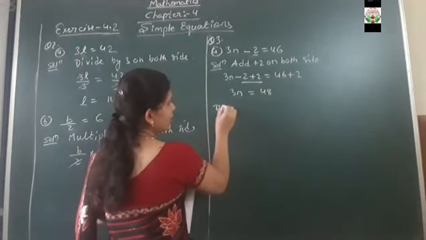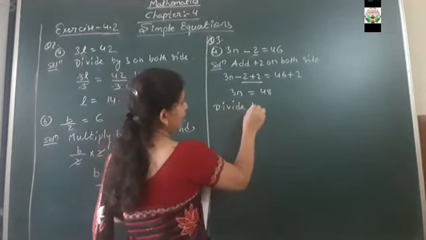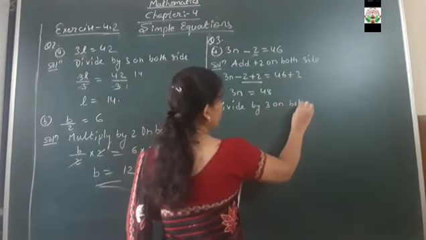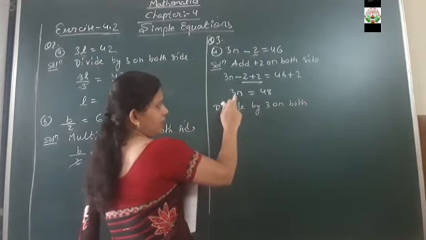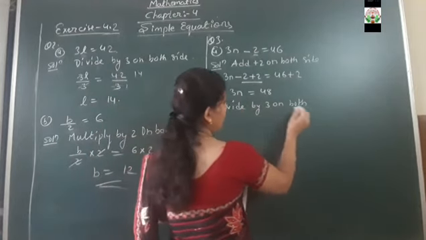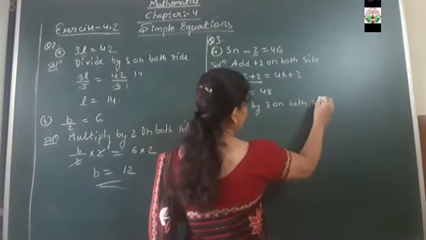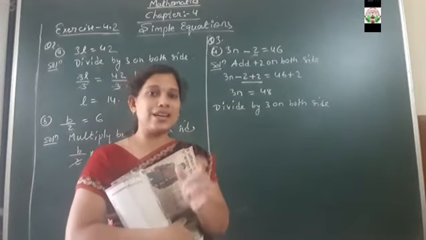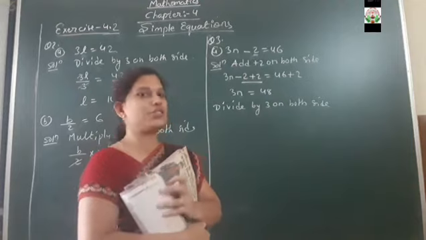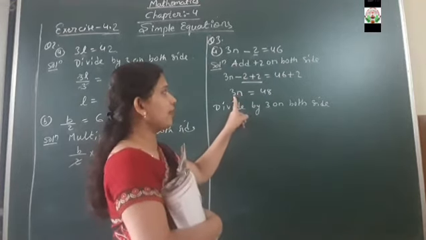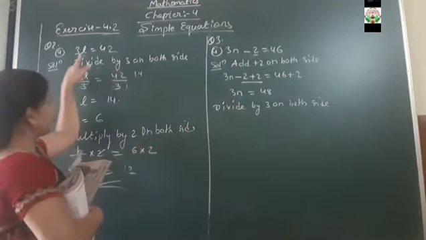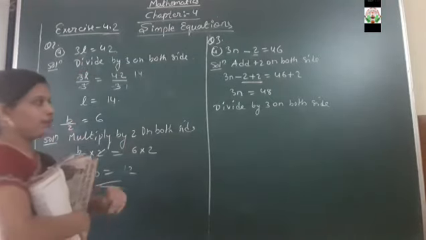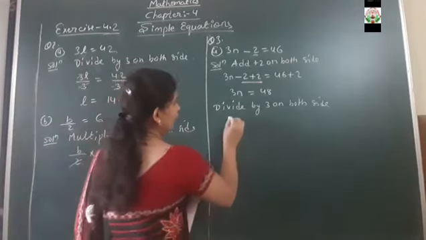Now second step, divide by 3 on both sides, because we have to remove this 3, the coefficient of n. What is the coefficient of n? Coefficient मतलब जो वेरिएबल के साथ जो नंबर अटैच होता है उसको कोएफिशिएंट बोलते हैं. So coefficient of n is 3. Here coefficient of b is 1/2. Okay. So here we have to divide it.